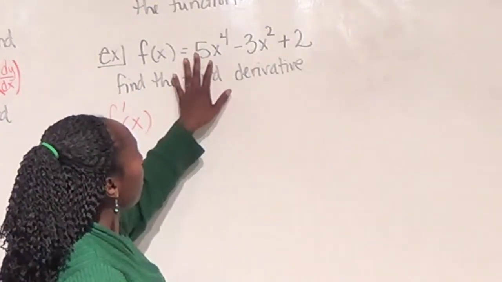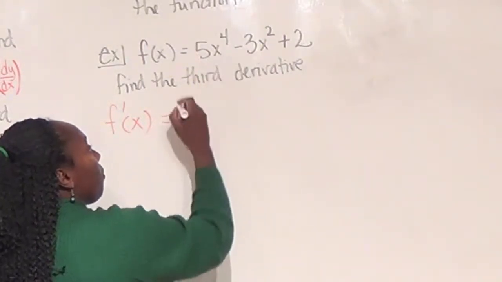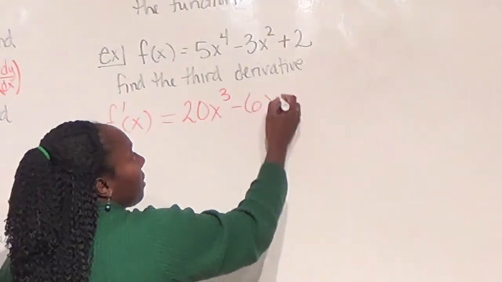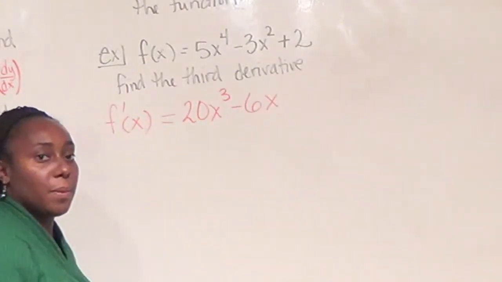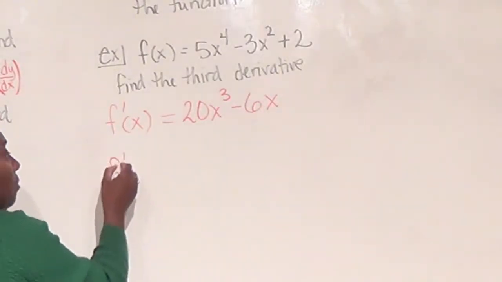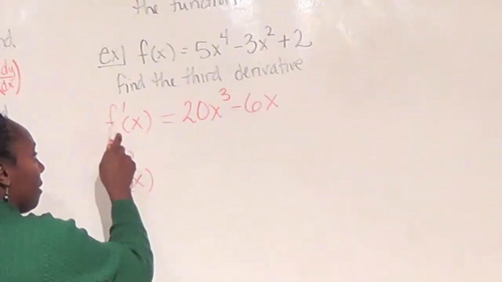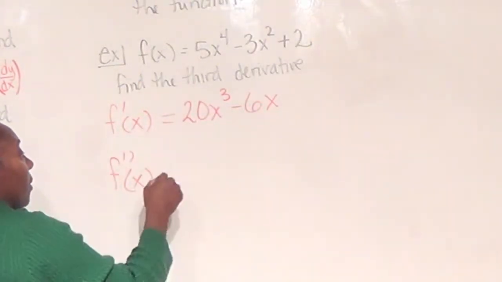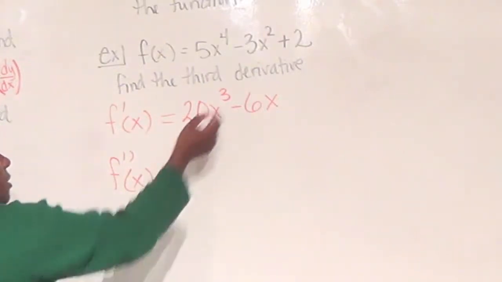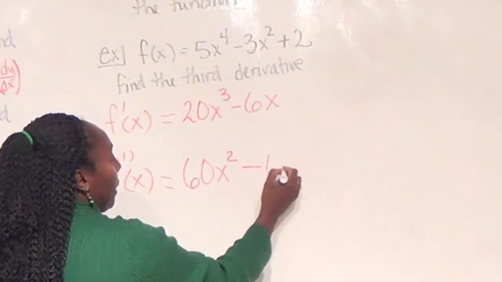So, if f is this, I can use my properties to get f prime. f prime is going to look like 20x cubed minus 6x plus 0. To get my second derivative, I'm differentiating that function. So I'm going to take this function and take its derivative. Well, again, I can apply my power property. So bringing the power down, it looks like 60x squared minus 6.